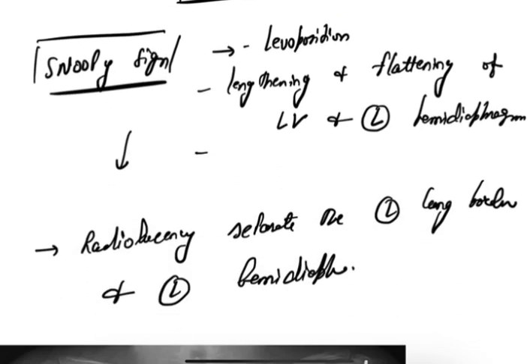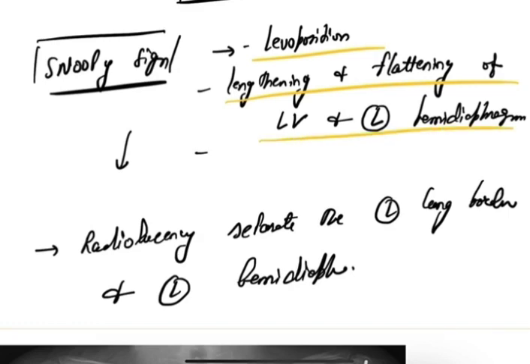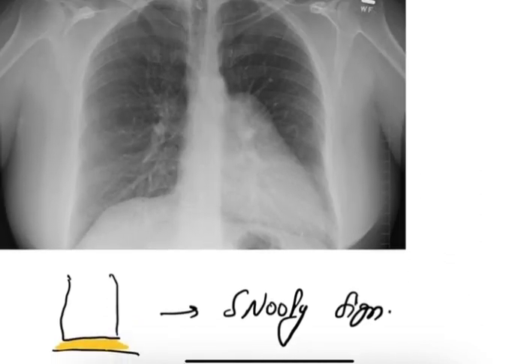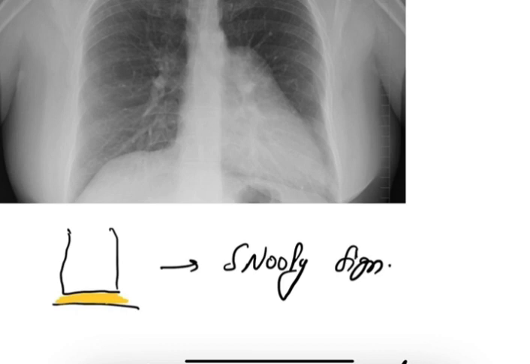On X-ray, there is one very important sign known as Snoopy sign that will show levo position, lengthening and flattening of left ventricle and left hemidiaphragm, and a radiolucency separates the left lung border, inferior border of left lung, and the left hemipericardium. You can see this image. You can clearly see the left lung border is separated from hemidiaphragm with the help of a radiolucency. This is Snoopy sign.